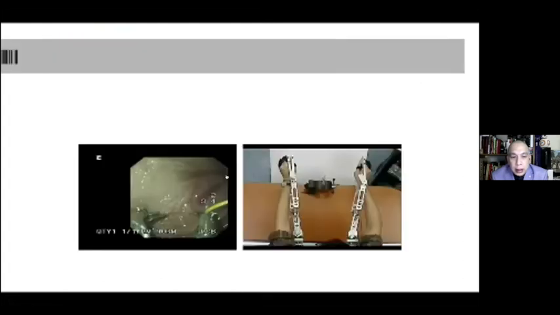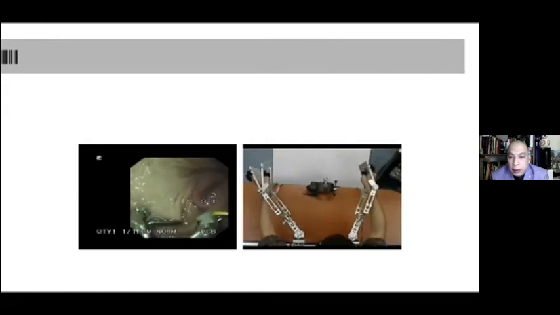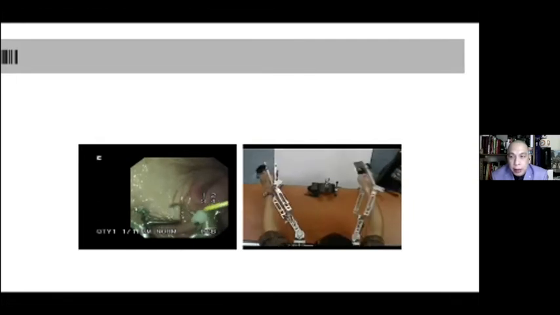This is just a prototype that I show you for historical purposes. So imagine a robot or a working arm at the tip of your endoscope. So this actually changes everything.